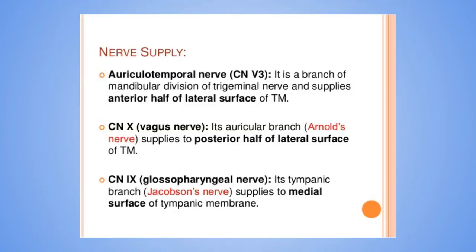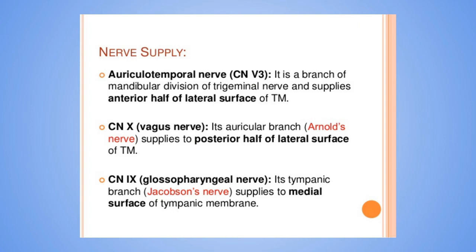Now, next is the nerve supply, of the outer surface and the inner surface. Over here, the anteroinferior part of the outer surface is supplied by the auriculotemporal nerve, and the posteroinferior part of the outer surface is supplied by the auricular branch of the vagus nerve with a communicating branch from the facial nerve.